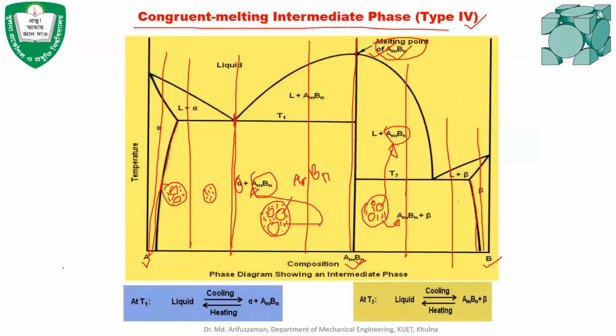Yes, there will be two types of eutectic mixture. One type will be alpha and AMBN, and another type will be beta and AMBN.